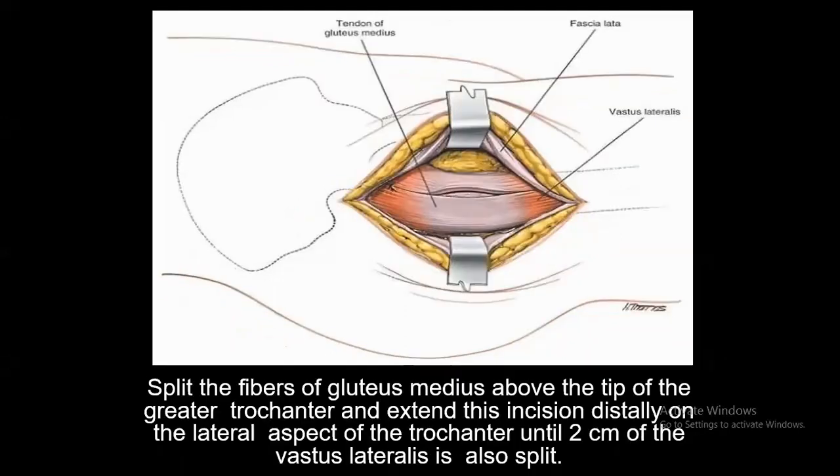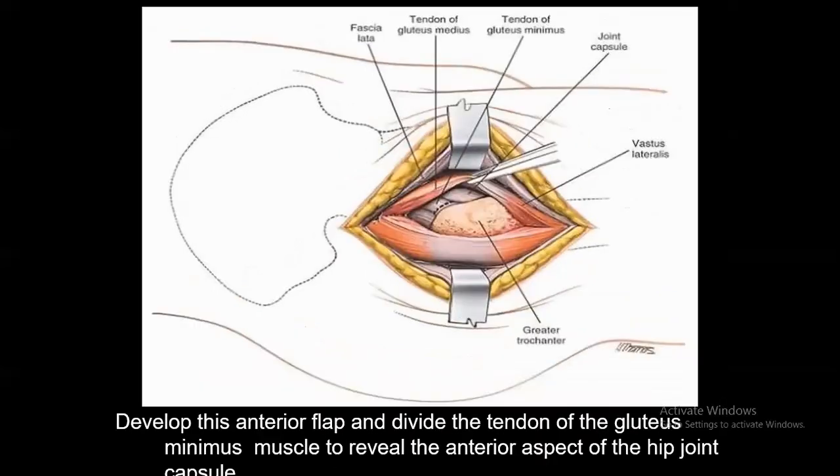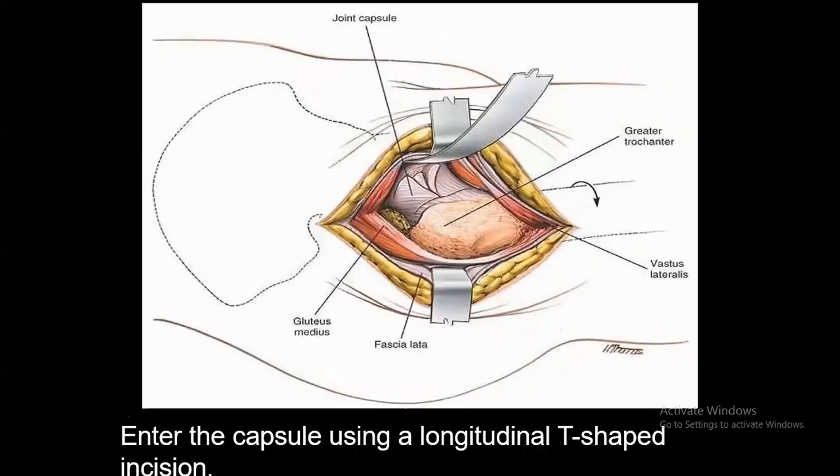Split the fibers of gluteus medius above the tip of the greater trochanter and extend the incision distally along the lateral aspect of the greater trochanter until 2 cm of the vastus lateralis is also split. Develop the anterior flap and divide the tendon of the gluteus medius muscle to reveal the anterior aspect of the hip joint capsule. Enter the capsule using a longitudinal T-shaped incision to expose the femoral head and joint.